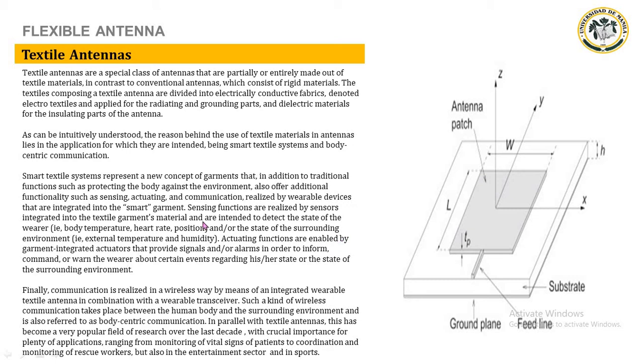Actuating functions are enabled by garment-integrated actuators that provide signals and or alarms in order to inform, command, or warn the wearer about certain events regarding his or her state or the state of the surrounding environment. Finally, communication is realized in a wireless way by means of an integrated wearable textile antenna in combination with a wearable transceiver. Such wireless communication takes place between the human body and the surrounding environment and is also referred to as body-centric communication.